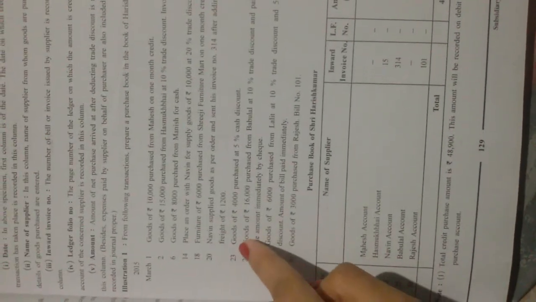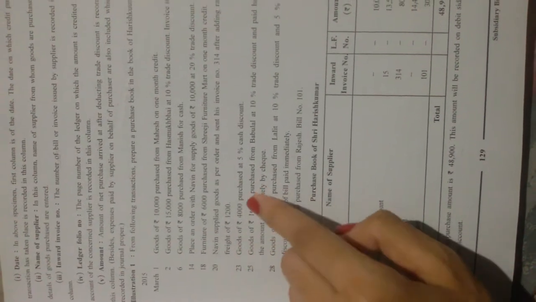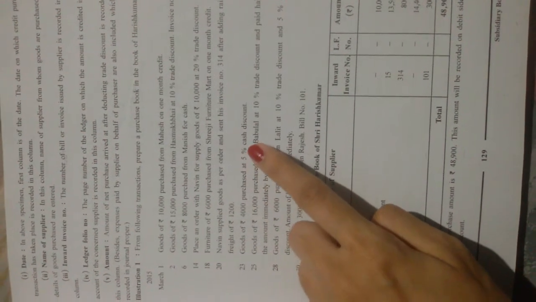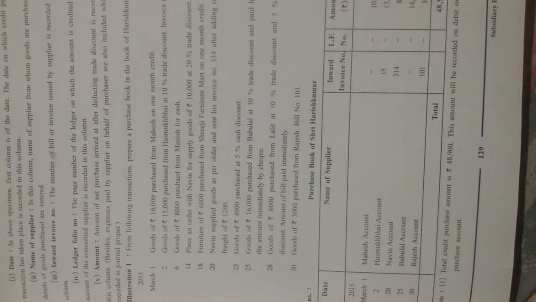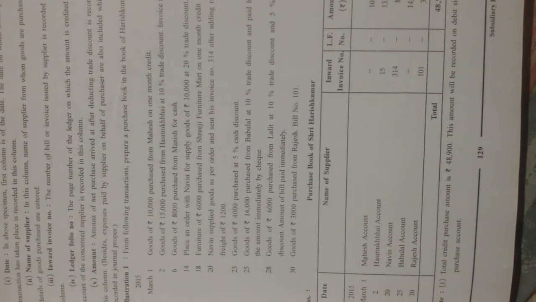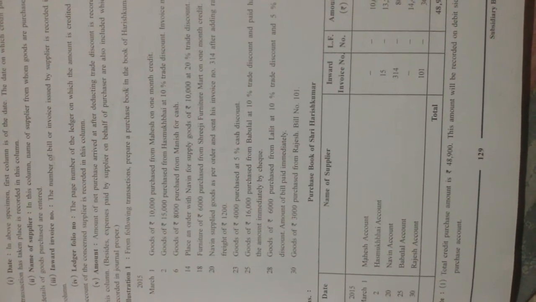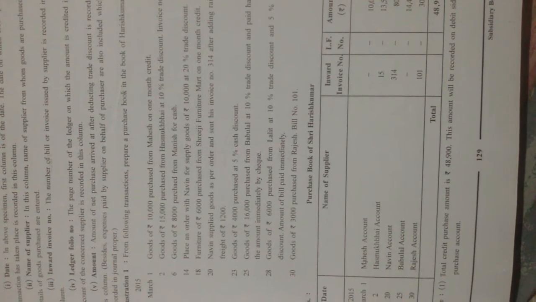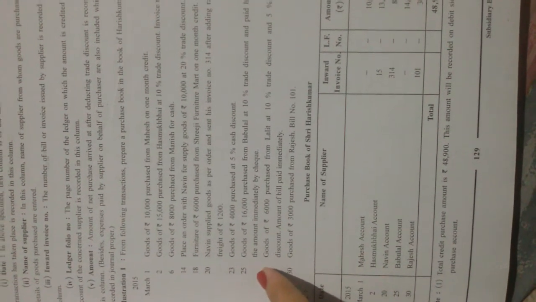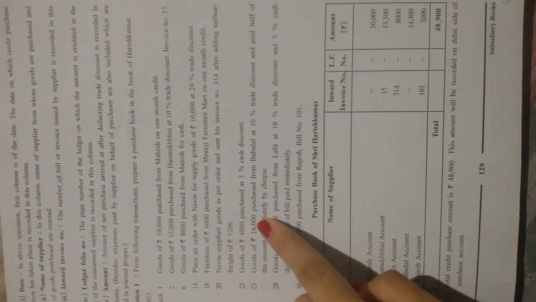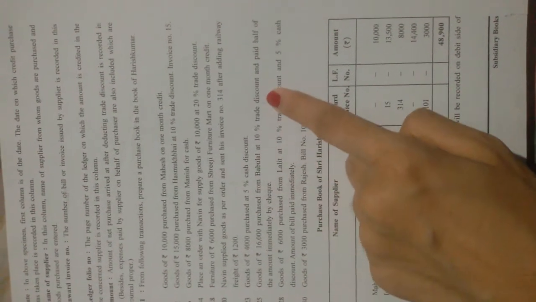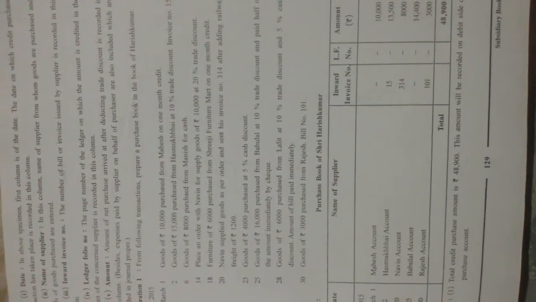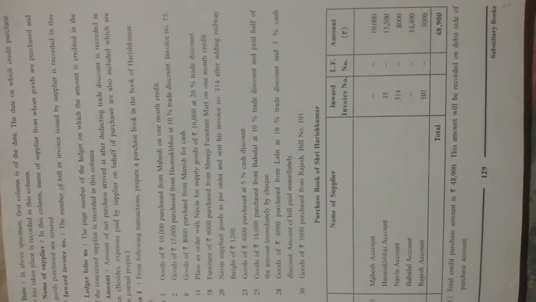Then the next transaction is goods of rupees 4,000 purchased at 5% cash discount. Against purchase of goods has taken place on cash. So cash purchase of goods is not recorded in the purchase book. Then on 25th, goods of rupees 16,000 is purchased from Babu Lal at 10% rate discount and paid half of the amount immediately by check.